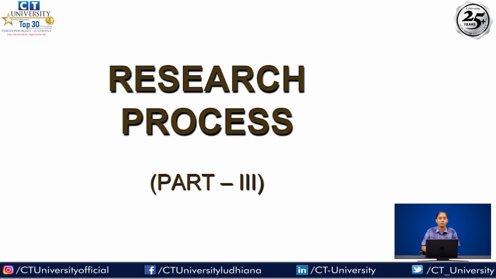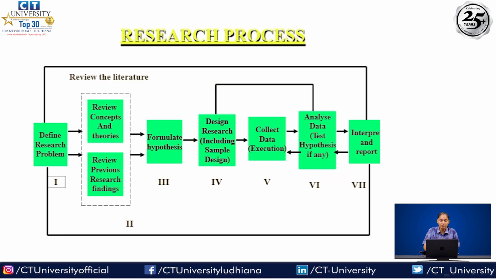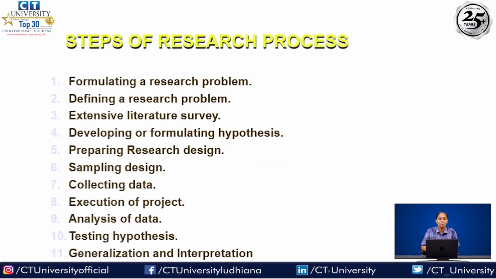Next is research process for the third unit. Firstly, research process: review literature. First is define research problem, then review concepts and theories. Second is review previous research findings, and again formulate hypothesis, then design research, then collect data, then analyze data, and then interpret. Steps of research process: formulating a research problem, second defining a research problem, then extensive literature review, then developing or formulating hypothesis, prepare research design, sampling design, collecting data, execution of project, analysis of data, testing hypothesis, generalization and interpretations, preparation of the report.